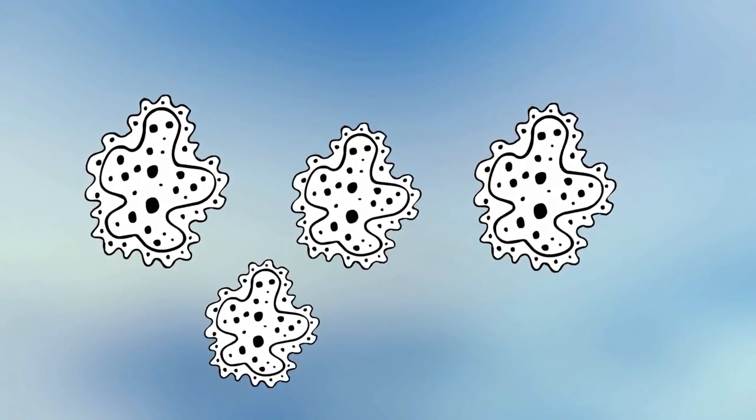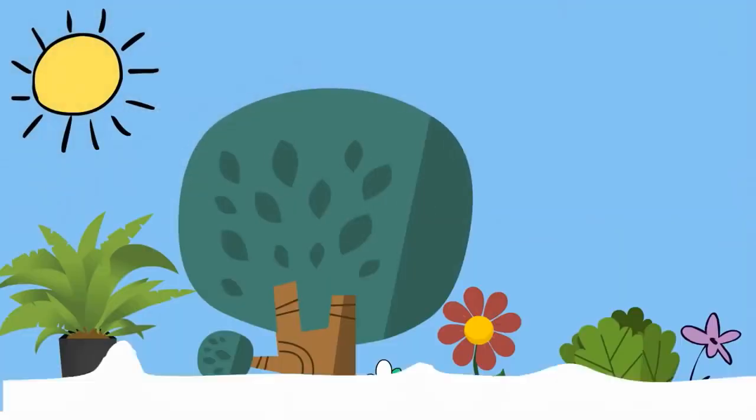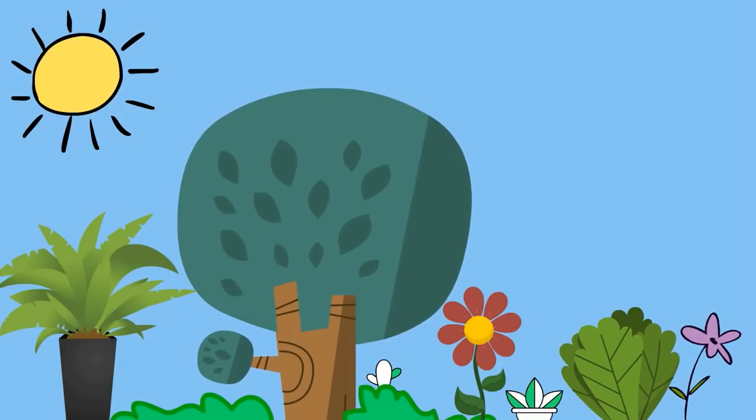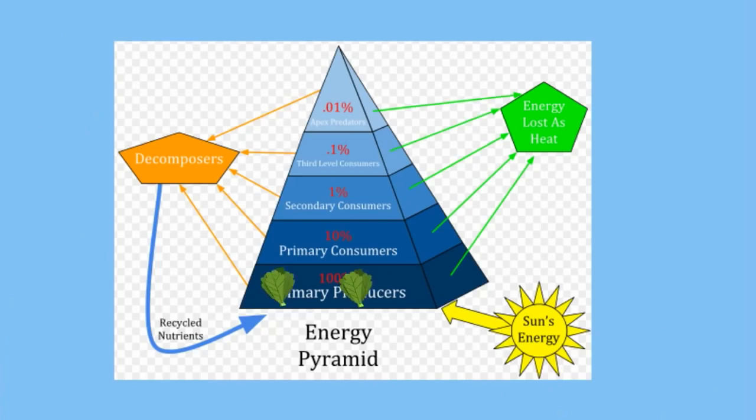The plant kingdom is made up of multicellular, eukaryotic organisms. They get their energy from the sun. They are producers, and they make up the bottom part of energy pyramids.